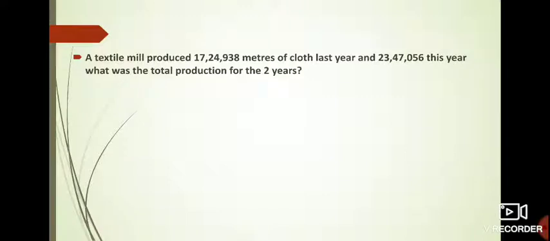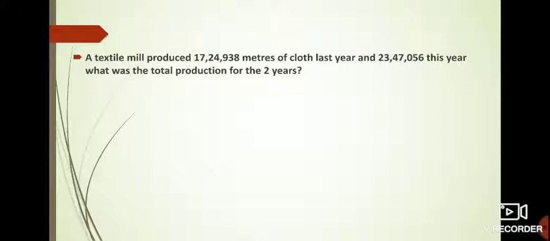A textile mill produced 17,24,938 meters of cloth in last year. What did that textile mill produce? Cloth. Okay, how much? 17,24,938 meters. And in the current year, 23,47,056 meters of cloth he produced. So what is the question? See, what was the total production for 2 years?